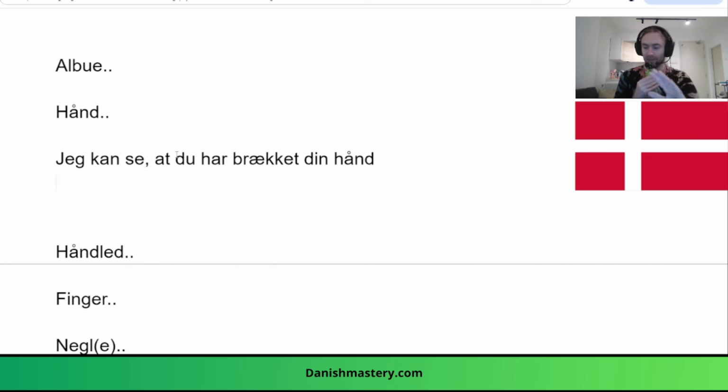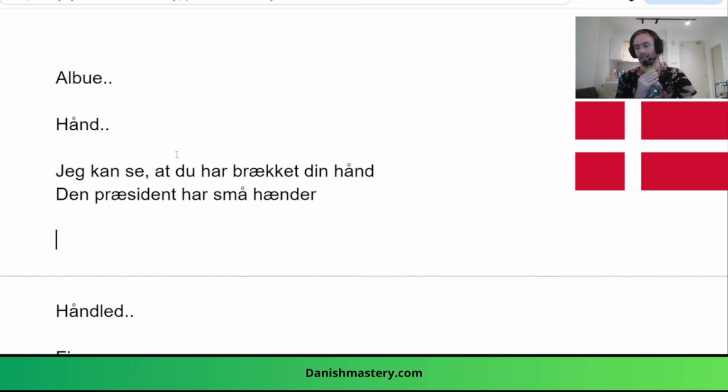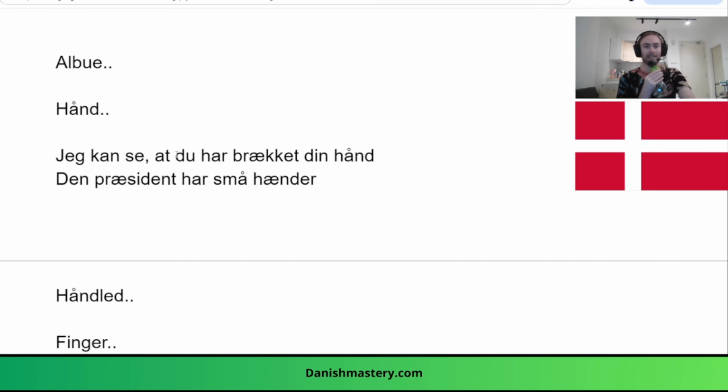Oh, by the way, we have many words. At least 3, probably 4 words in Danish for breaking stuff. But when it comes to bones, we generally say brække. Always with bones, you can assume that. Brækket min hånd. That sucks. Brækket din hånd. Right? Okay. Or in the plural, that would be hænder. You could say, den præsident har små hænder. Den præsident har små hænder. That president has small hands. Okay? Or tiny hands, whatever you want to translate it as.